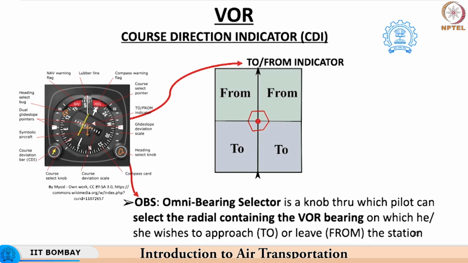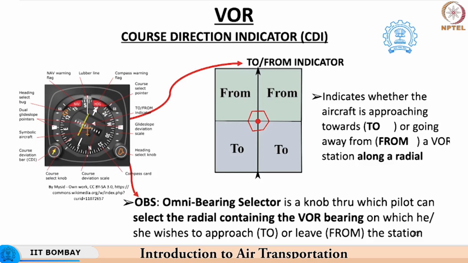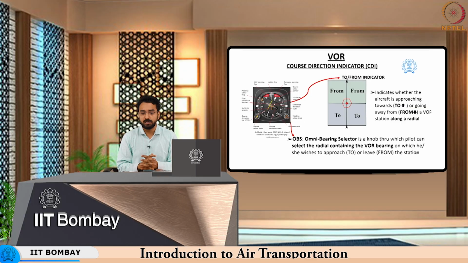Another aspect related to the VOR CDI is the to-from indicator. A to indication is represented by an up arrow, whereas a down arrow represents the from direction. The to and from indicators tell the pilot whether the plane is approaching the VOR station, corresponding to the to indication, or moving away from the VOR station, corresponding to the from indication.